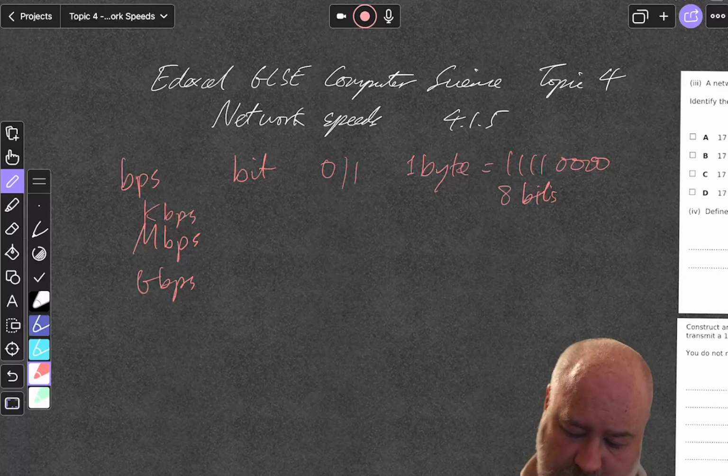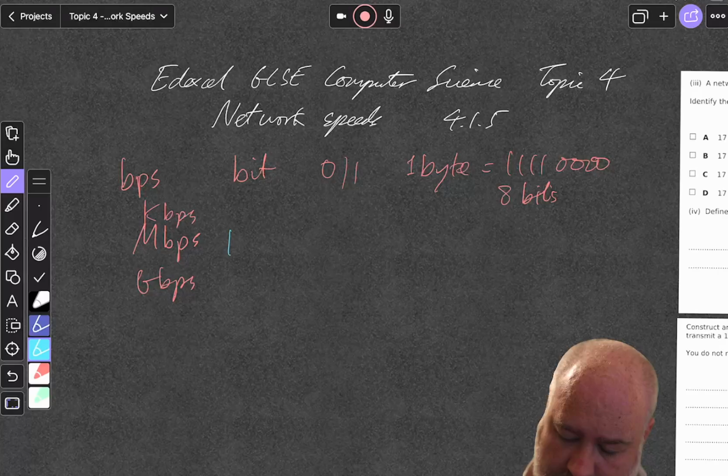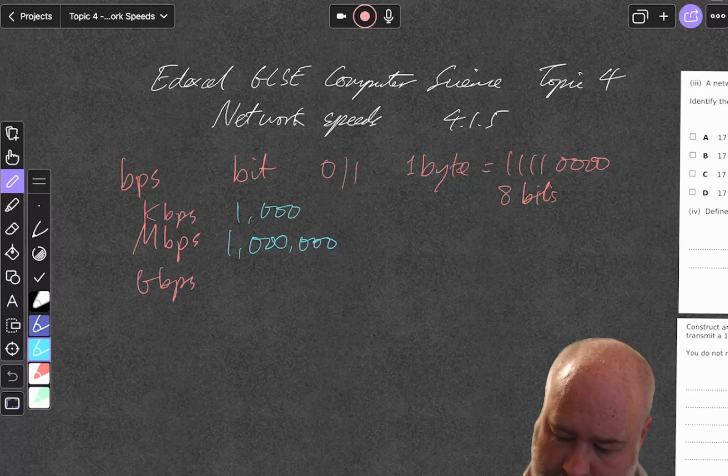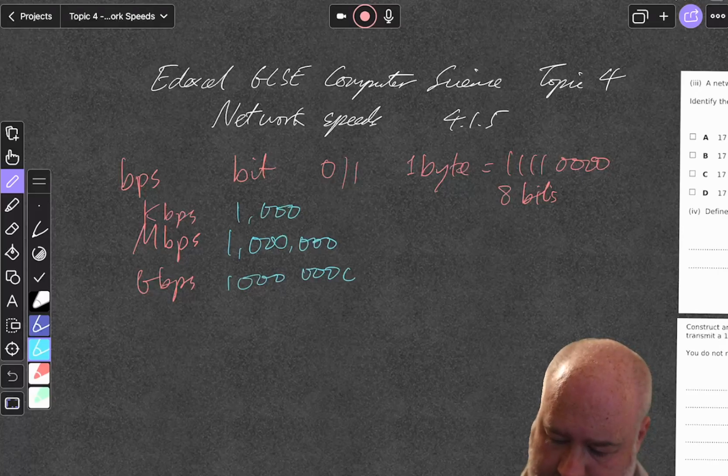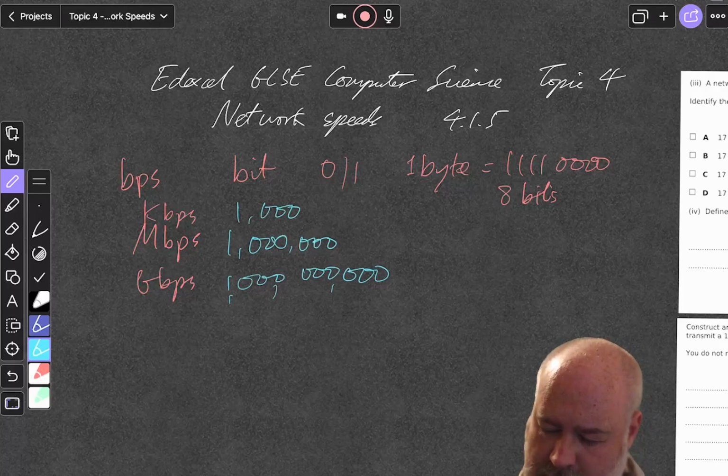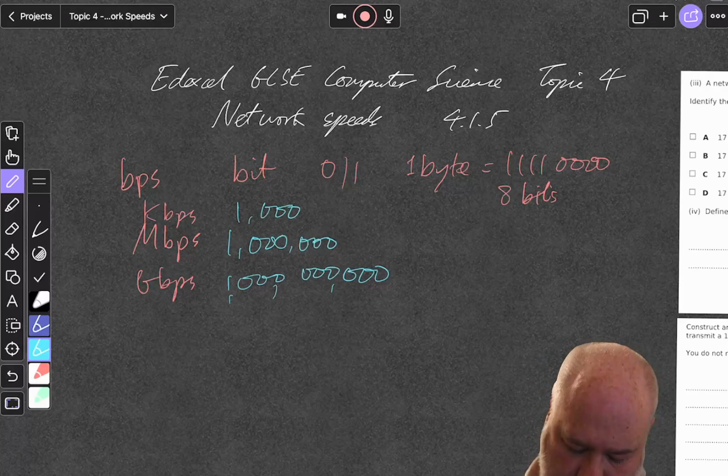So you've got to be really careful here, because obviously a megabit is a million. Mega, kilo, 3 zeros, and you just add 3 zeros every time. Alright, just think of kilogram, 1,000 grams.